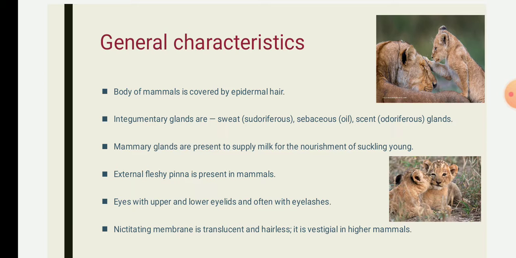Then they have integumentary glands, that is, the skin has sweat glands, sebaceous glands, that is the oil glands, and sometimes scent glands. In females, they have mammary glands with teats for nourishment of the young one. These mammary glands are present to supply milk for the nourishment of the suckling young. Then an external fleshy pinna is present in the mammal.